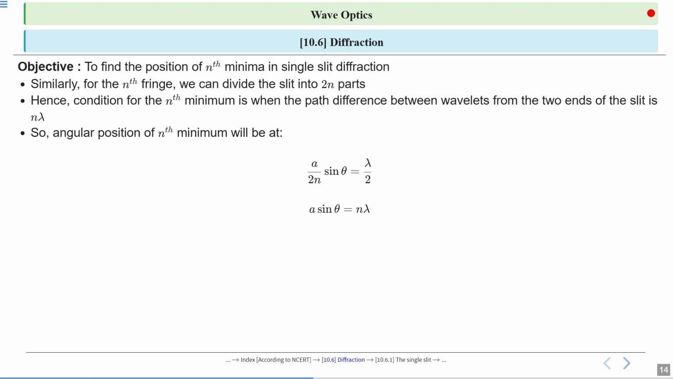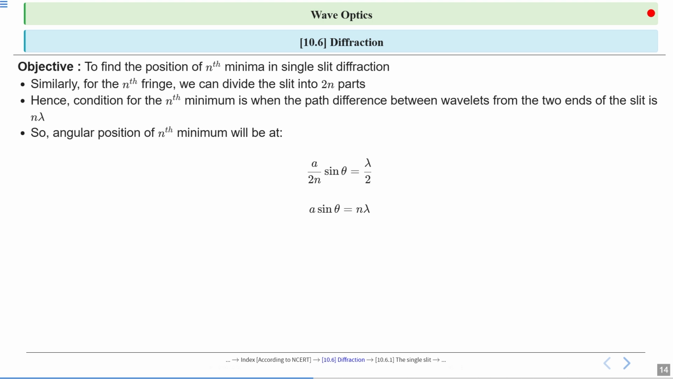Now you can see why in the second bullet point it is written that the condition for nth minimum is when the path difference between the wavelets from the two ends of the slit, from the extreme ends of the slit, is n lambda. What is the path difference?